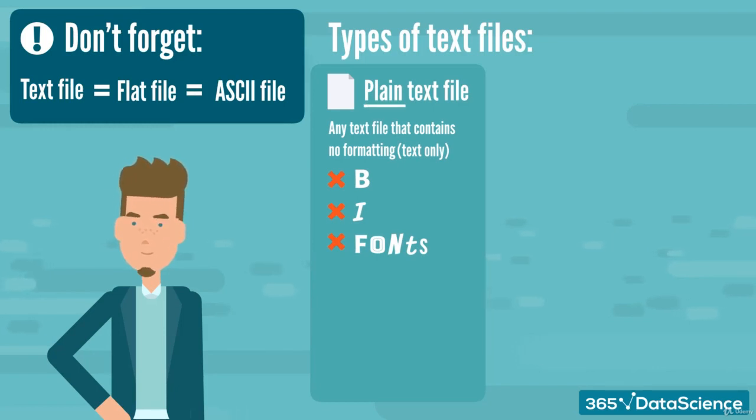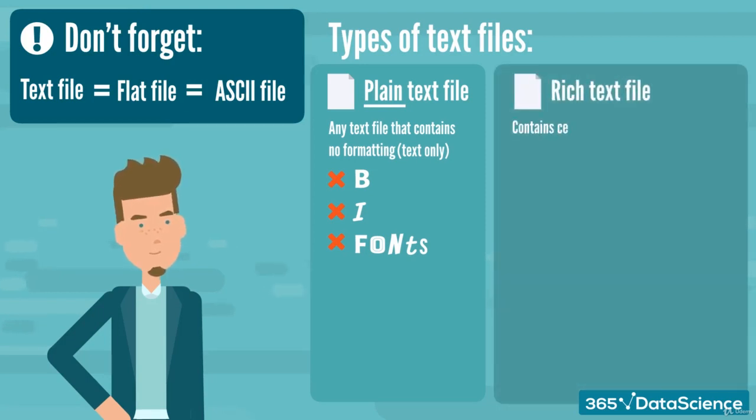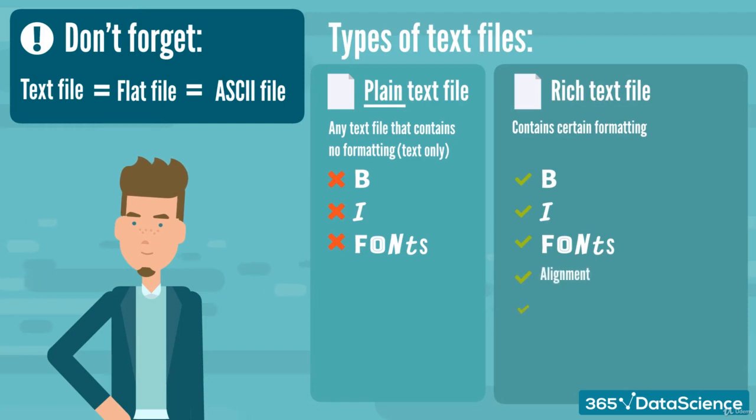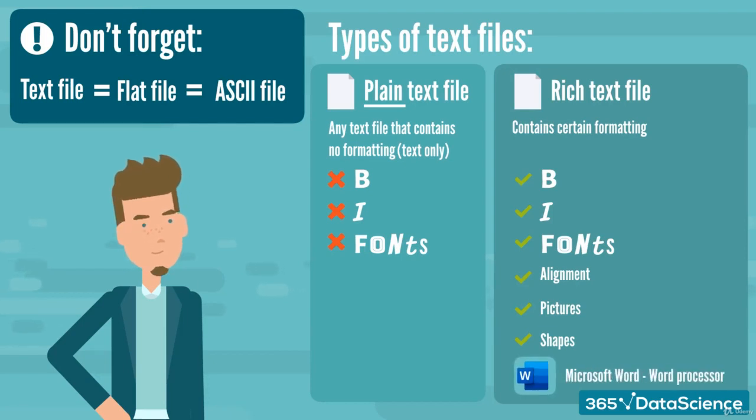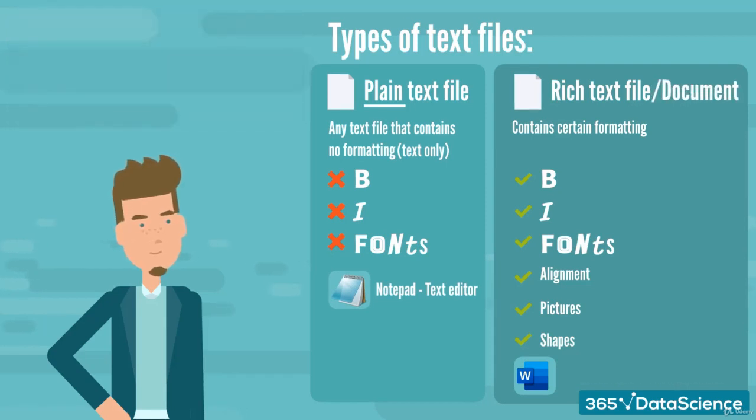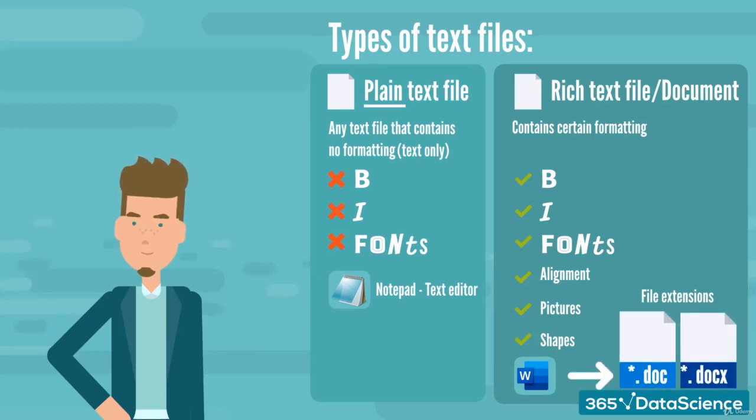If a text file contains certain formatting, then it is referred to as a rich text file. It supports text formatting and alignment, as well as pictures, shapes, and more. In fact, such type of file is created by a word processor such as Microsoft Word, as opposed to a text editor such as Notepad. It is also called a document. That's why Microsoft Word files have file extensions such as doc or docx, because they are documents containing formatted text.